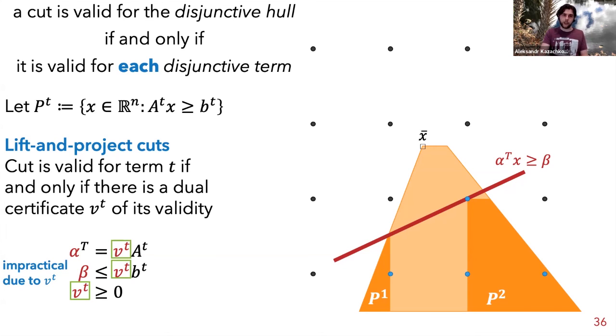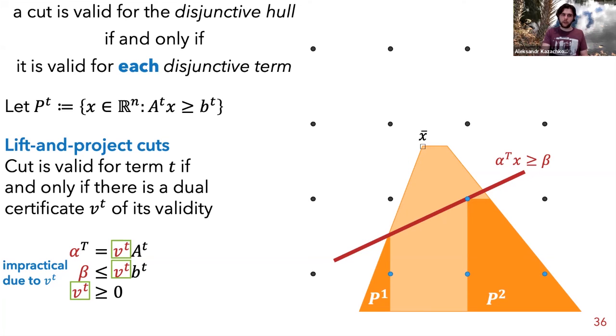But practically, there's a challenge. Once you go from split disjunctions, which is how these lift and project cuts were originally used and tested, to more general disjunctions, those variables v^t, those multipliers, cause challenges because you have these variables for each disjunctive term, and you live in an extended formulation, this higher dimensional world, compared to the original world of P, which would be in R^n. Here you have a much larger dimension of variables that you have to work with.